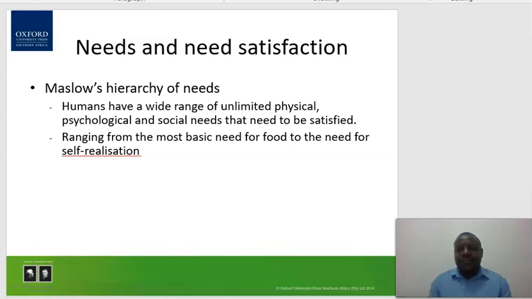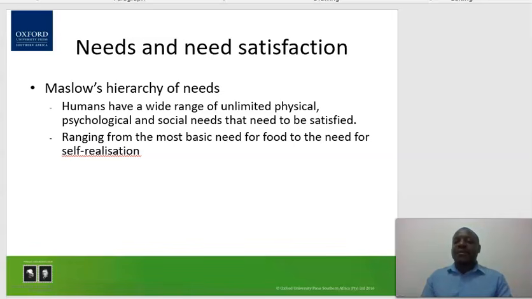It is difficult to actually meet all the needs of a person, because their needs constantly emerge. When you satisfy one need, another need emerges. Then when you satisfy that particular need, another need will also emerge. So to help us understand needs and need satisfaction, we'll use a theory by a man by the name Abraham Maslow.